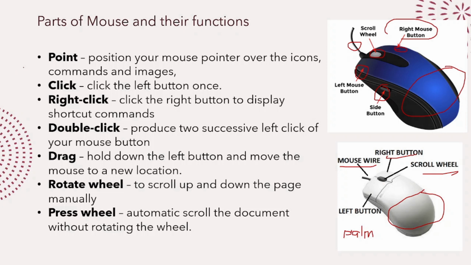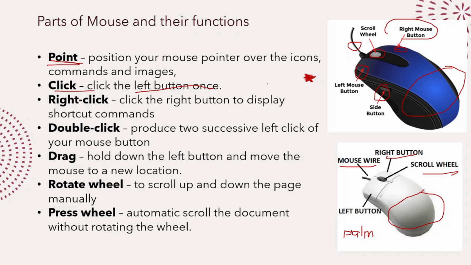So functions na, yung point. Point refers to the position of the mouse pointer over the icon. So if you can see, we might see this kind of icon. This one. So this icon refers to the pointer or point function ni mouse. Then click is the left button click at once.